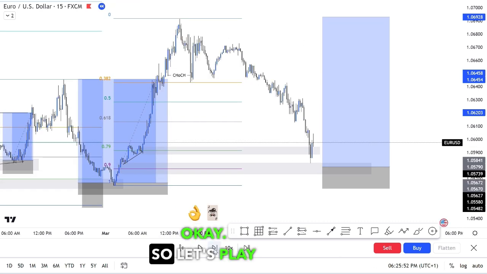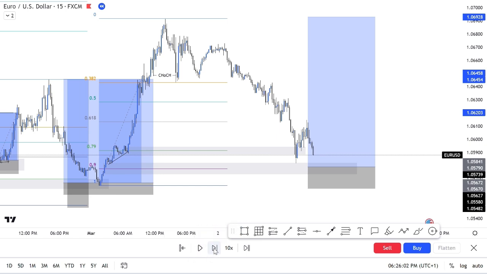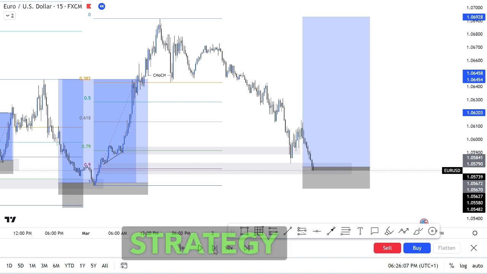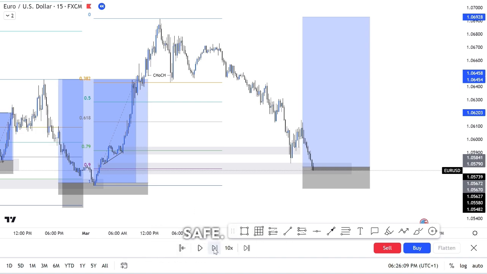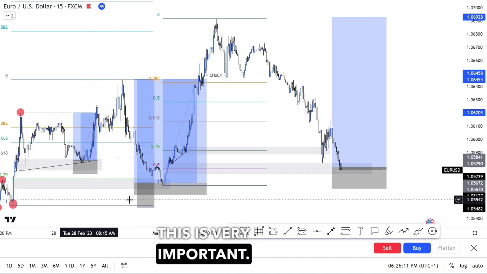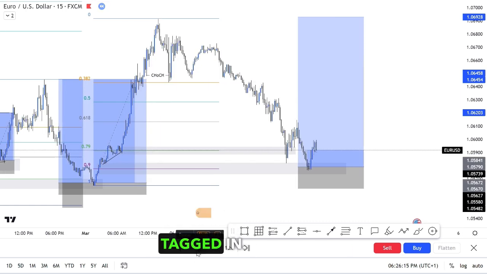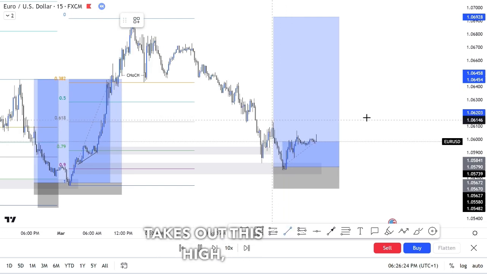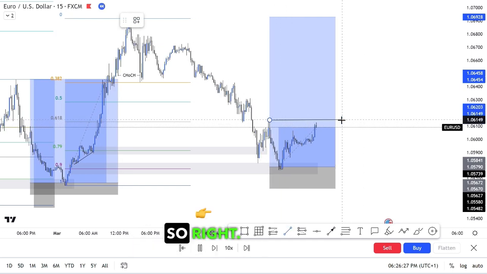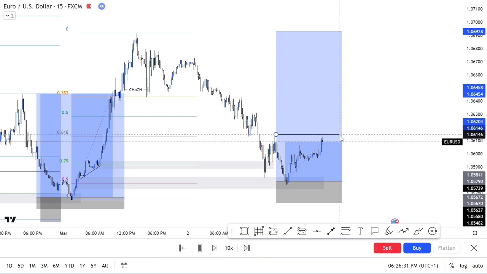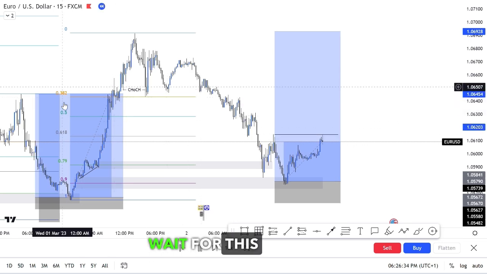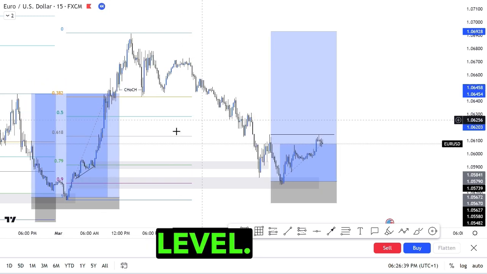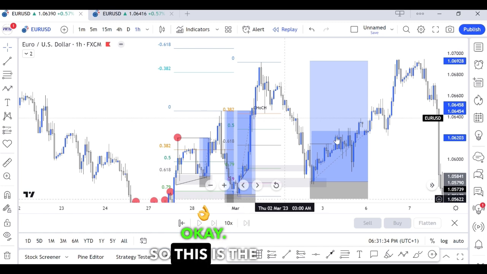Okay, so let's play price. Don't allow your emotion to creep in. Have your strategy in mind and you will be safe. Okay, it is very important. Let's see. So I've been tagged in, and we have a nice reaction. If price takes out this high, breaking even would be good. So you can break even, or you simply wait for this orange level, which is the 0.34 level. Otherwise, you just wait. Okay, so this is the end result.